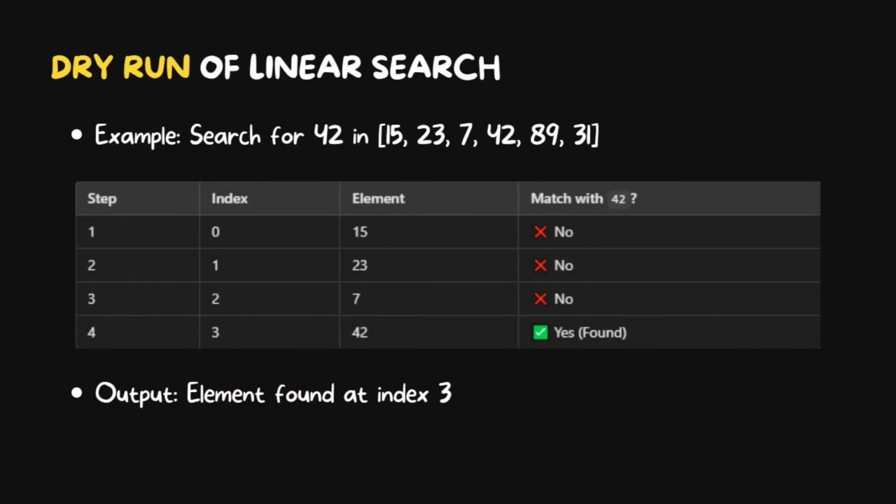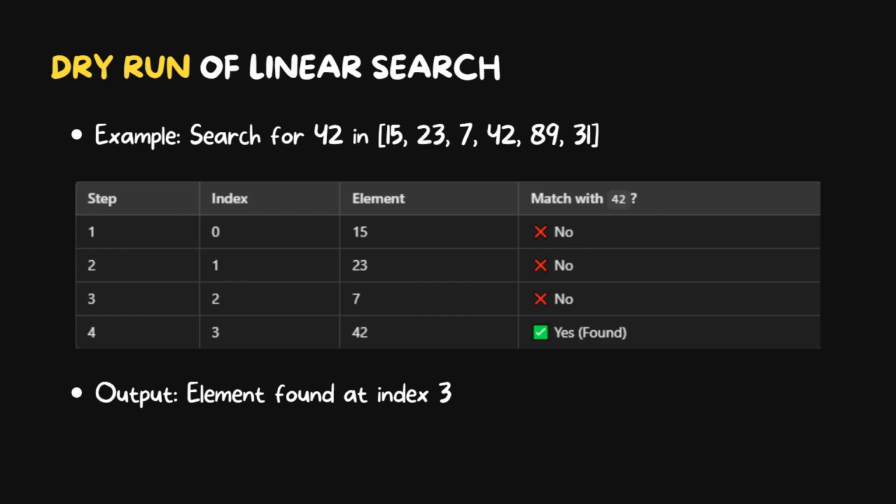Let's trace the algorithm step by step with an example. For example, we need to check 42 in the list 15, 23, 7, 42, 89, and 31. So in the first step, we will be at index 0 and the element is 50. Since it doesn't match with 42, we will go to the next iteration. In step 2, the index is 1 and the element is 23, as you can see. And 23 is not matched with 42 and we will go to the next iteration.